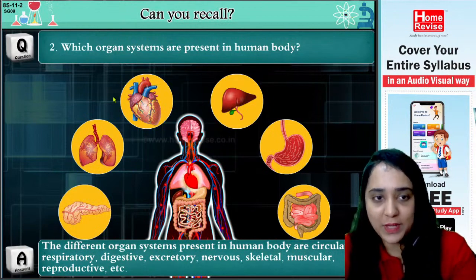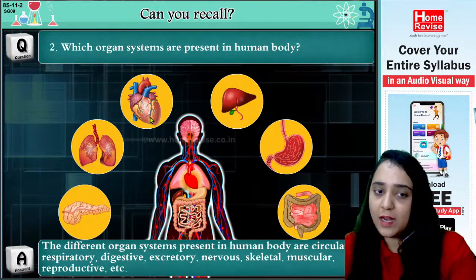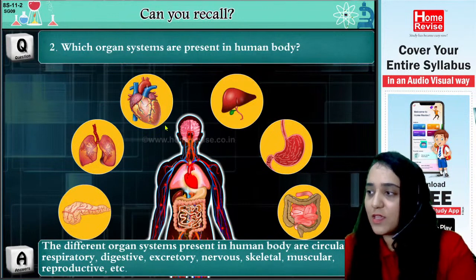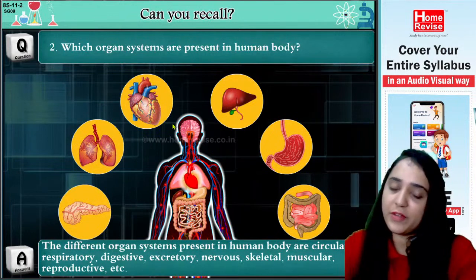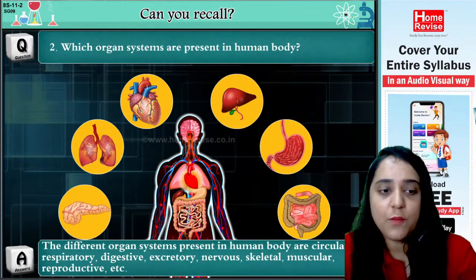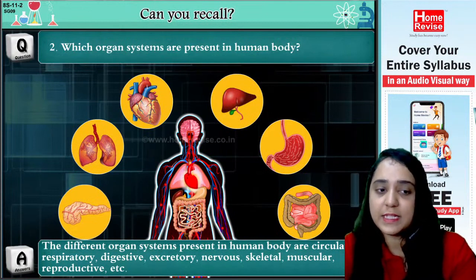Yes, very good. As you can see here, yes, heart. Exactly. These are the organ systems, digestive and excretory. Yes, it's correct. So let's see what the different types of organ systems present in the human body are.